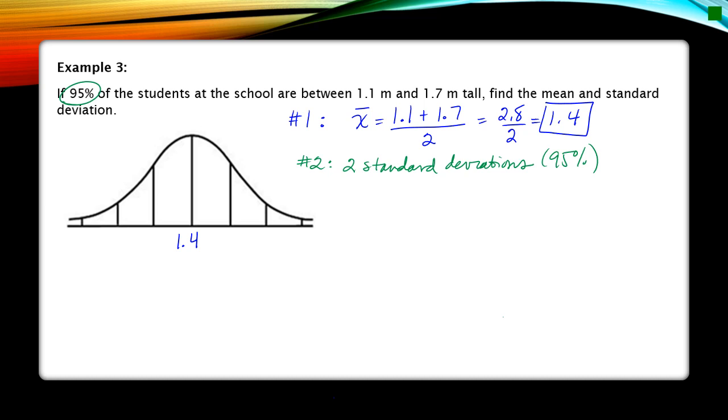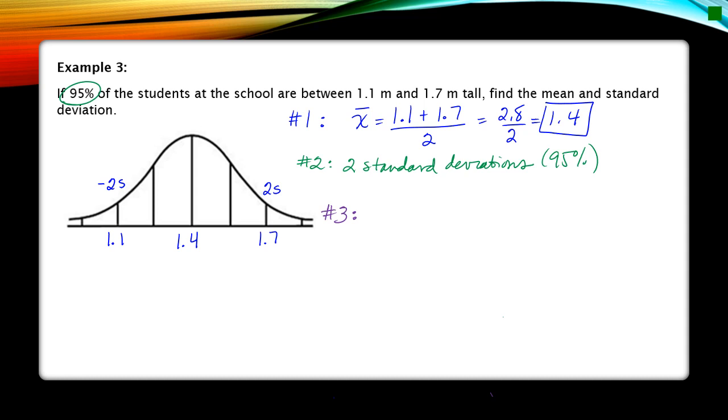Okay, so now we're looking at step 3. So step 3, it tells us to subtract one of your points and the mean. And actually, I'm going to go back and I'm going to put these points down, 1.1 and 1.7. And the reason I put them where I did is because this is 2 standard deviations to the left and to the right. So that's why, since it was 95%, I knew that was 2 standard deviations. That's why I wrote the 1.1 and 1.7 where I did.